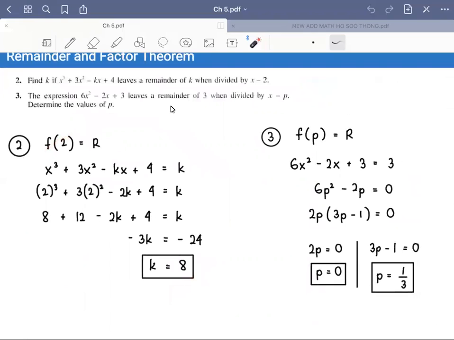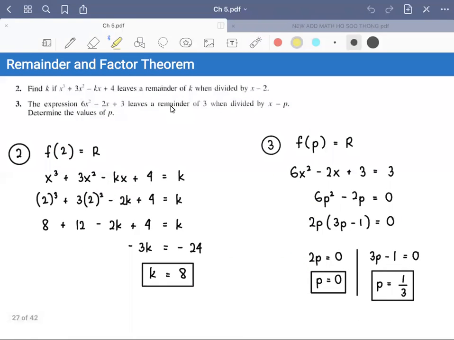Now, how do we begin? First, you identify the function first. The function is x minus 2. That means that you'll have f of 2, right? And then by applying the function f of 2, you will get the remainder r, right? In this case, we also have a value of r, which is k. So r is equal to k. That's why r here became k, because from here, that's your remainder, right?